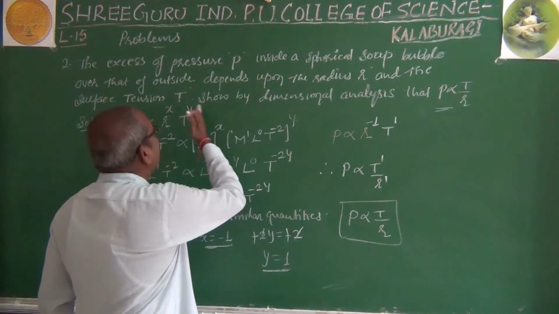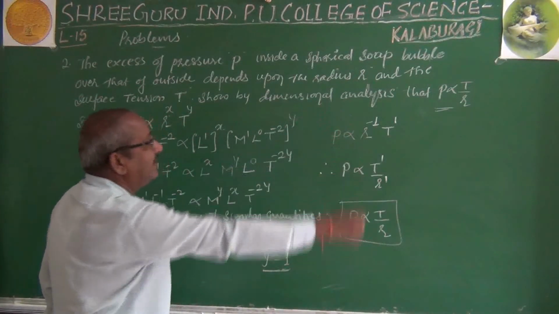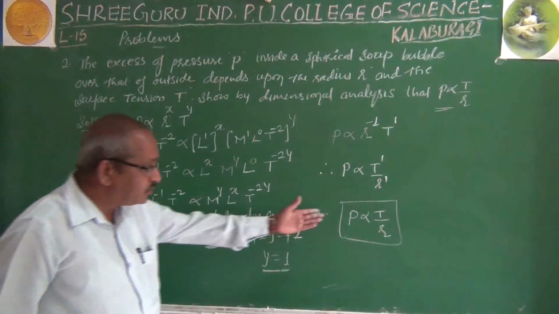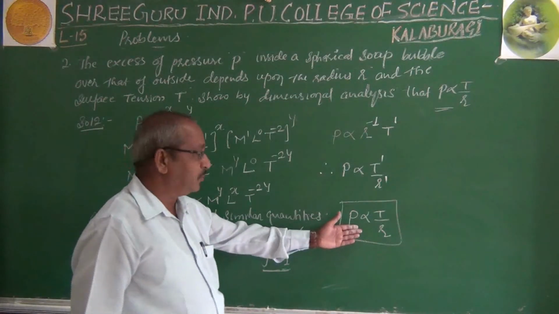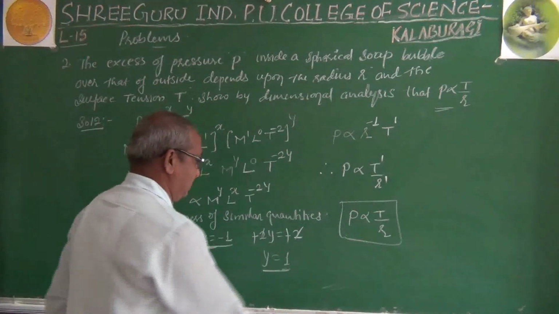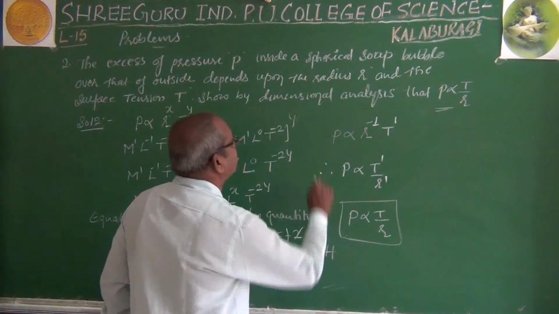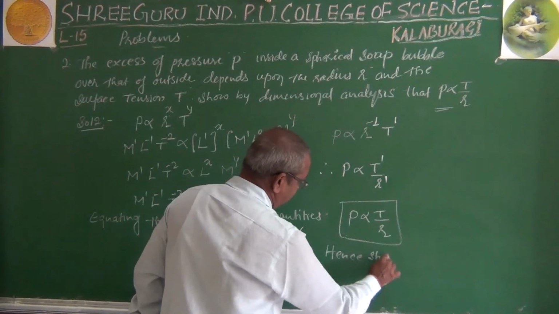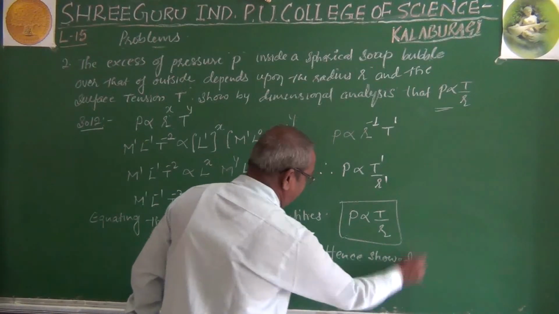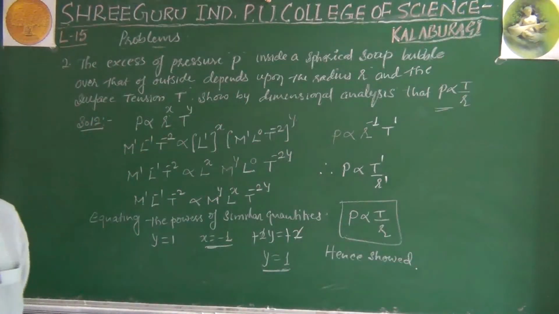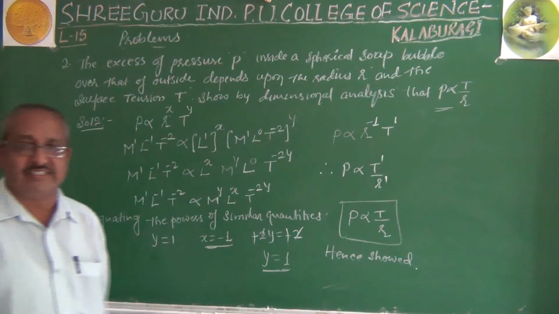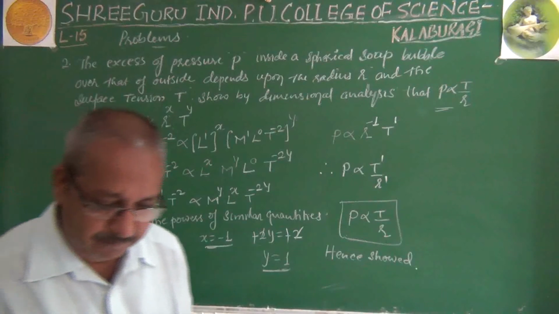And they asked to show by dimensional analysis that P is proportional to T by R. Here also we got P is proportional to T by R. Hence, what they asked, we showed it. Hence shown. This is the relation they asked for, which we got by using dimensional analysis, by using the dimensional formula.